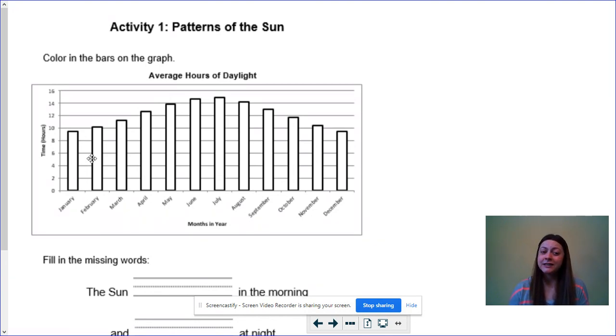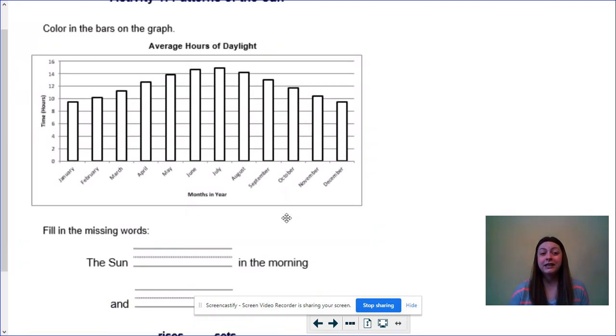What do you notice as the months go from one month to the next? Yeah, you notice that the average hours of daylight increases as we get closer to spring and summer. What do you notice happens when we get to the season of fall and winter? Yeah, the average number of sunlight goes down. We don't have as much sunlight in the winter compared to the sunlight we have in the summertime.